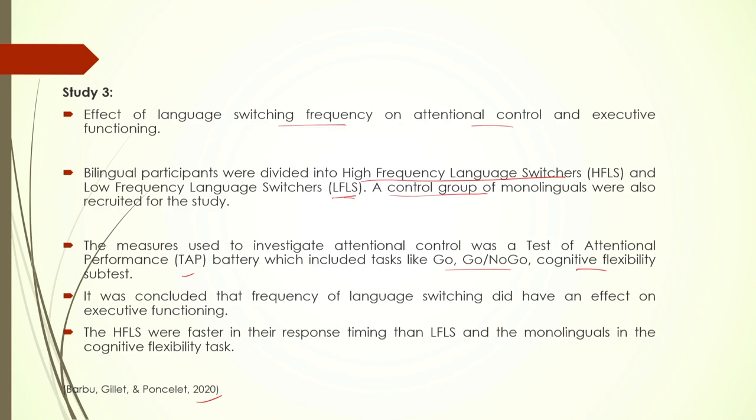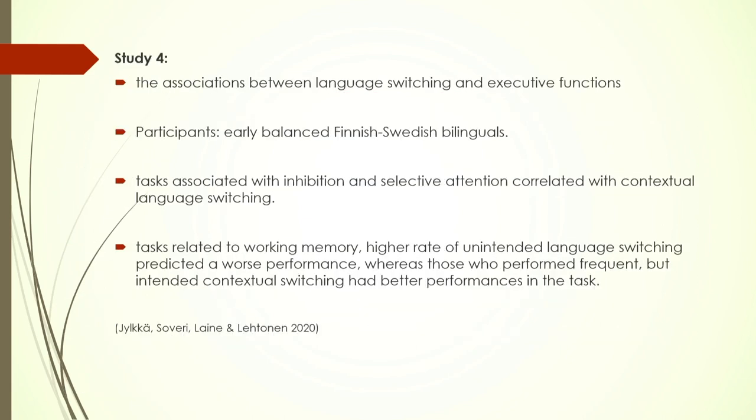The study found that the frequency of language switching did have an effect on executive functioning. The high frequency switchers were found to be faster in the cognitive flexibility task as opposed to the low frequency. So overall, barring one study, the other studies have found that if bilinguals are in a context where they have to switch frequently between 2 languages based on different kinds of cues, which is the dual code switching context, they are found to be doing better in different kinds of executive control related tasks.